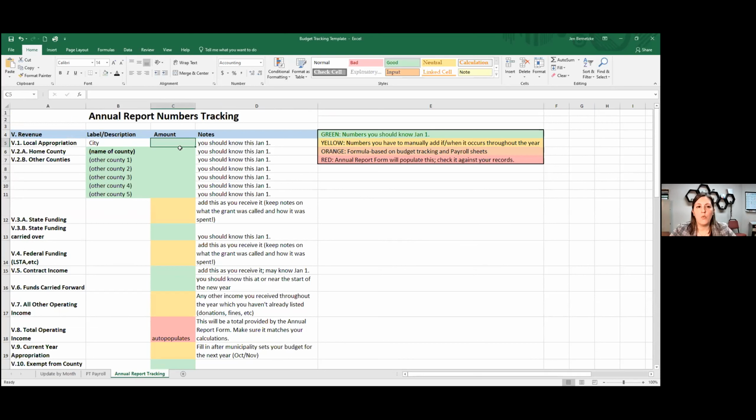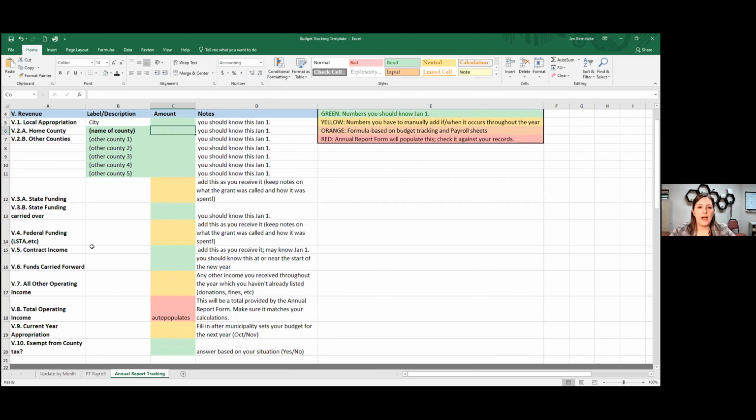What's your local appropriation? What are you getting from your home county, from any other counties? What state funding are you carrying into the new year? So anything that's in green, you should just fill it out. Do it now, because then you don't have to remember. You don't have to think about it. It's already ready to go for your annual report.